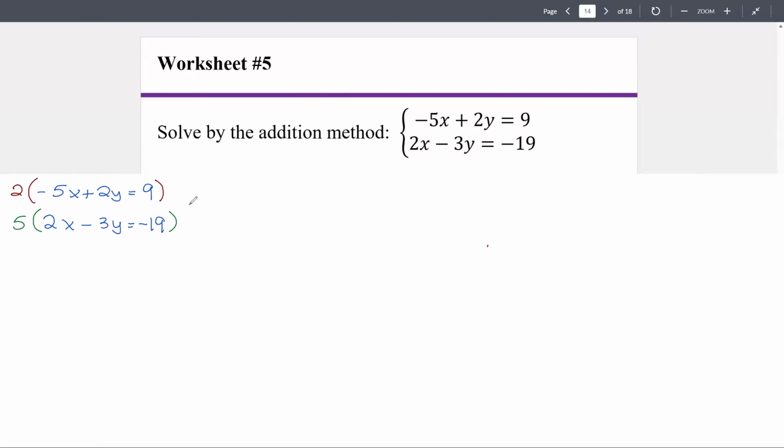So if I go back and I get my new equations, 2 times negative 5x is negative 10x, 2 times 2y is 4y, and 2 times 9 is 18. Then here, 5 times 2x is positive 10x, so my x's are going to cancel. 5 times negative 3y is negative 15y. And 5 times negative 19 is going to be negative 95.